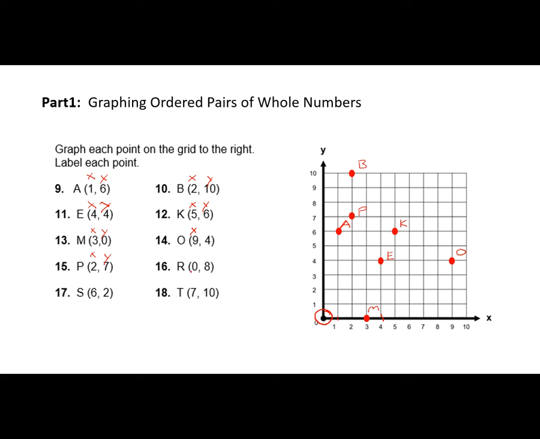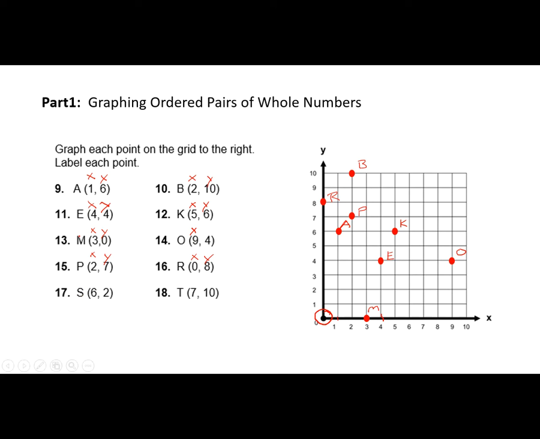Start again. Now this is interesting because our x is 0, which means we're starting at the origin. We don't actually move anywhere along the x-axis. We just stay here at the origin. We travel 8 on the y-axis, and there's the point R. The coordinate pair is 0, 8.